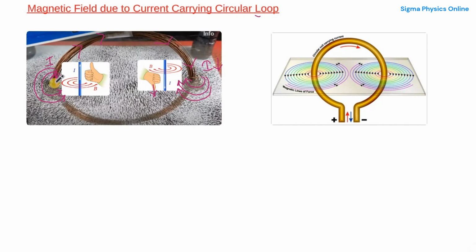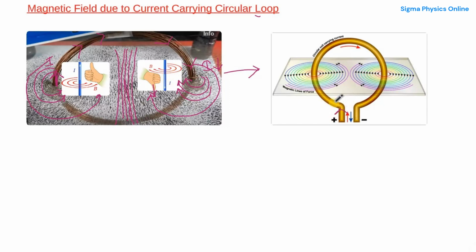Now as we go farther and farther away from the center of this loop, this circle becomes bigger and bigger, and at the middle of the loop, these lines are almost parallel to each other, as you can see over here. So the magnetic field lines near the wire of the circular loop are in the form of concentric circles, but as we move further and further toward the center, we see that the magnetic field lines are almost parallel to each other.